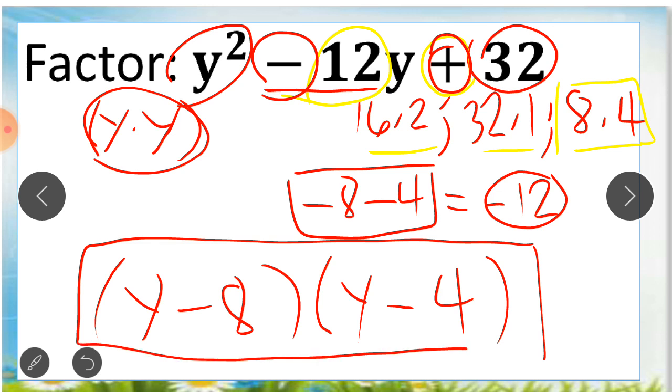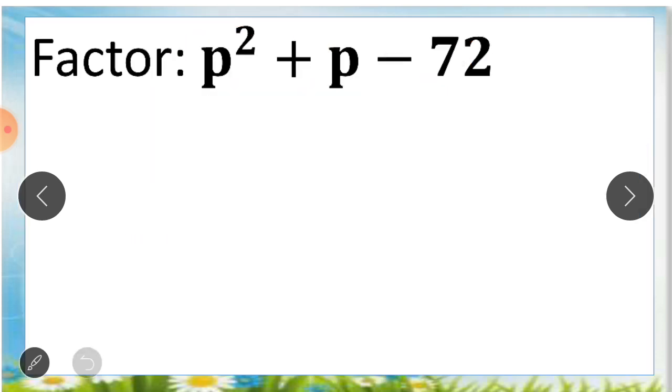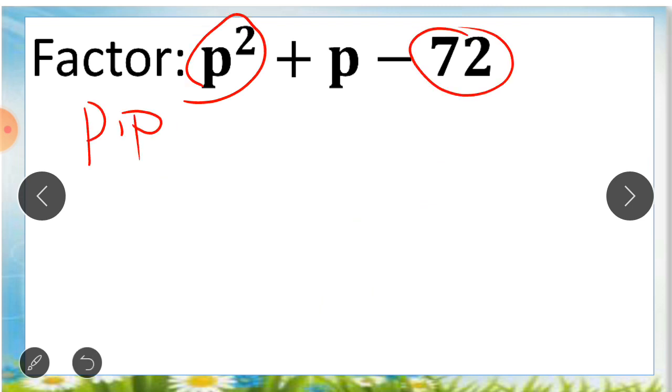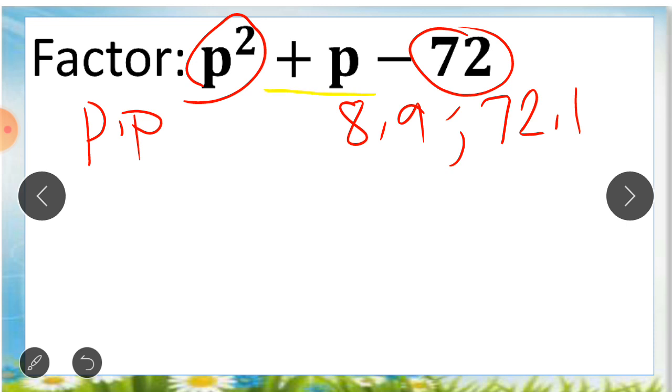If you want to check if your answer is correct, you can multiply y minus 8 times y minus 4 using FOIL method. Okay, so next we have factor the first term, p times p, factor the last term, so 72, that is 8 times 9. What else? 72 times 1. Actually, we already know the answer because the middle term is positive p, so therefore it has a numerical coefficient of 1, and we already have our target, which is 8 and 9.